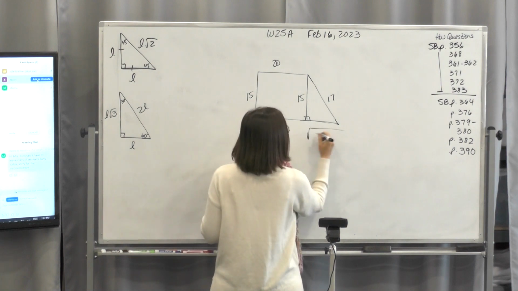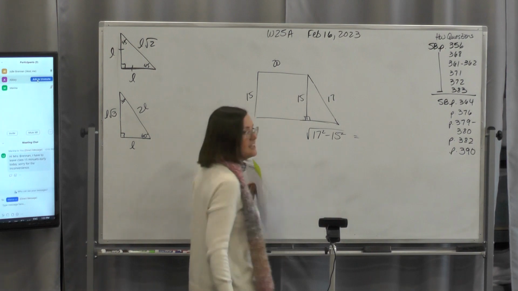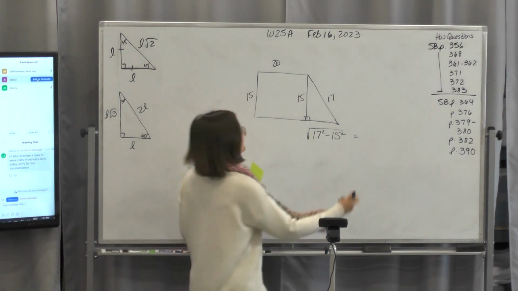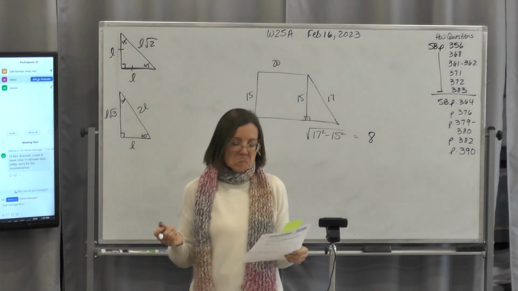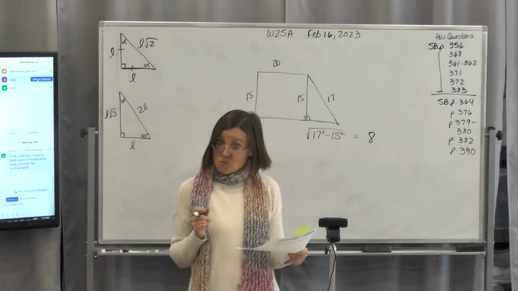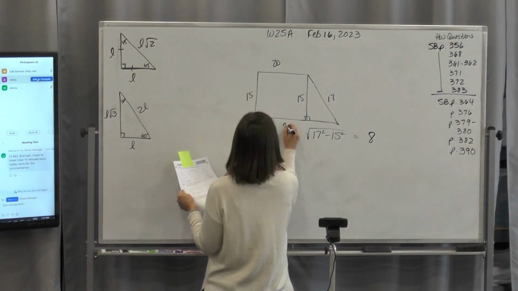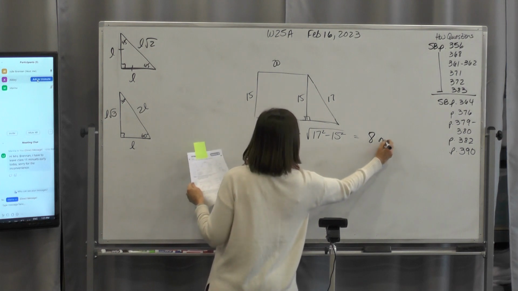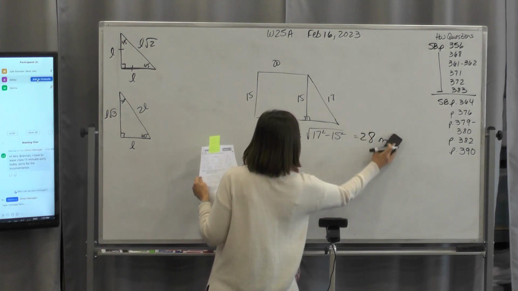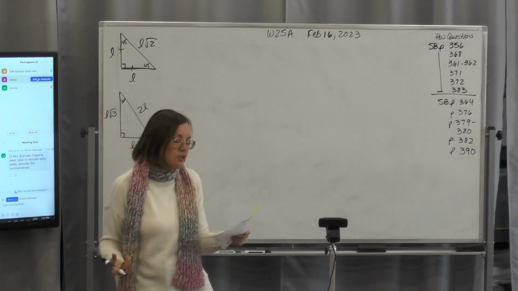If you forgot, you'd get 17 squared minus 15 squared, and when you run that through your calculator, what are you going to get? 8. So sometimes you're going to see nice little triples. X is 28 meters. It's going to be 20 plus that, 28. There you go.